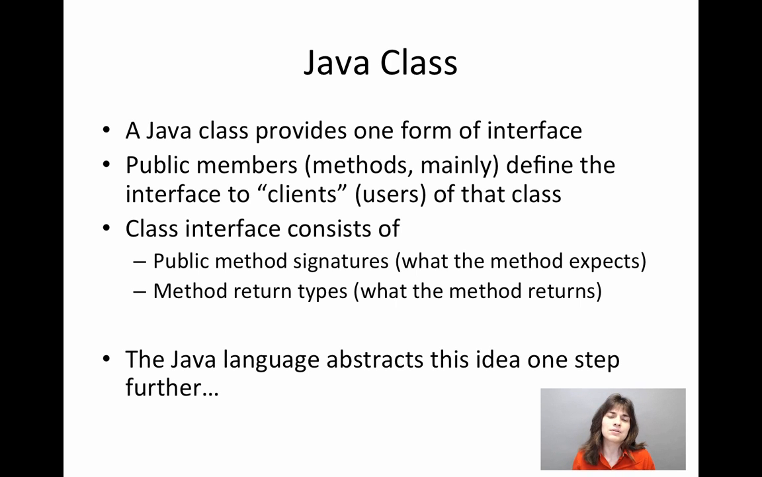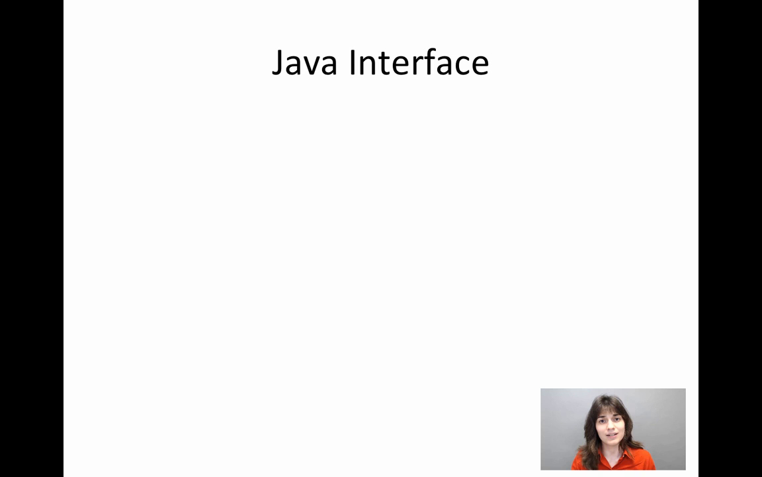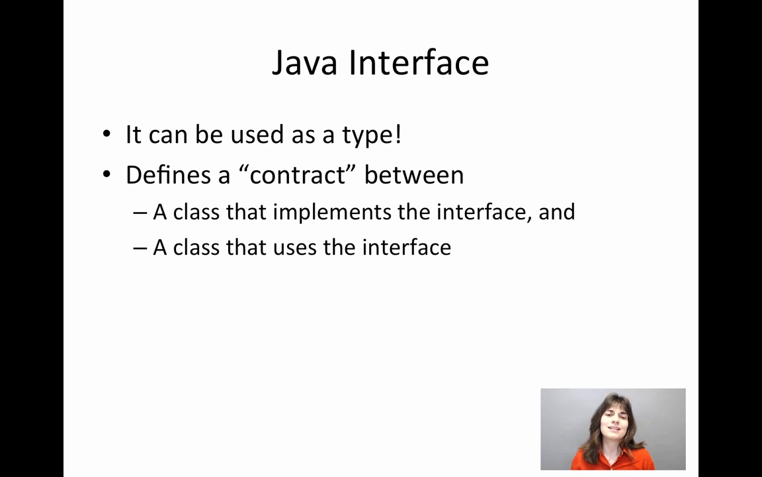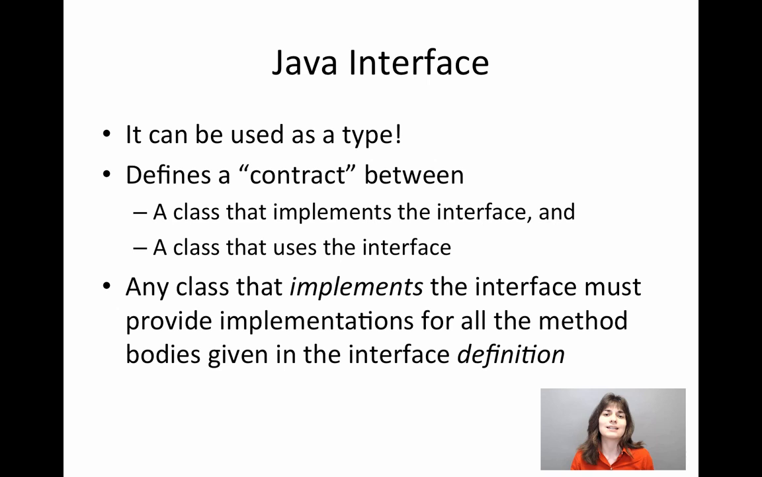Java abstracts this idea one further step. A Java interface can be used as a type. It is a contract between a class which says that it will implement an interface and a class that uses that interface. Any class that implements the interface must implement all the methods that that interface specifies.